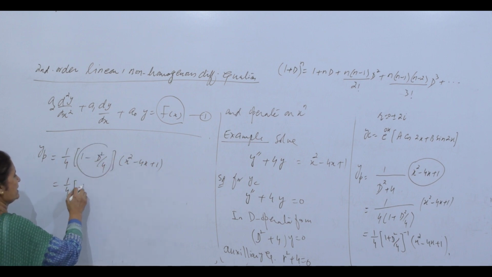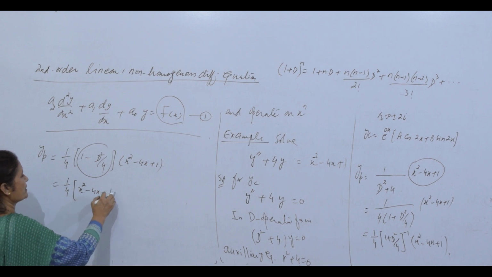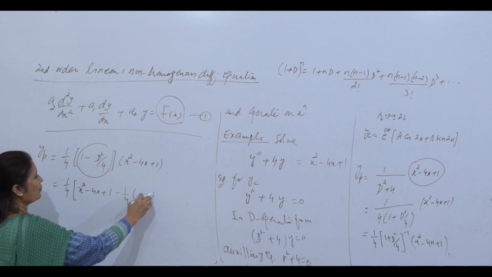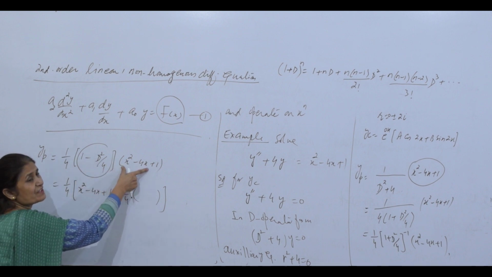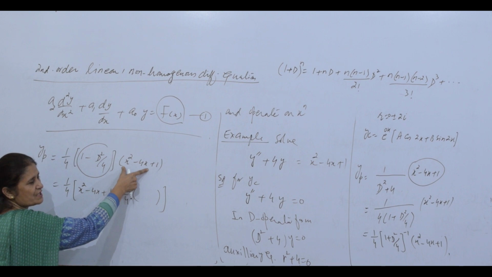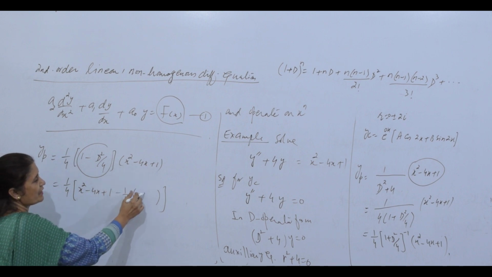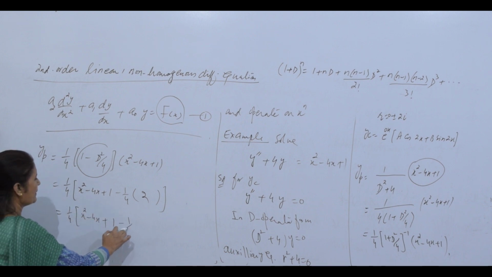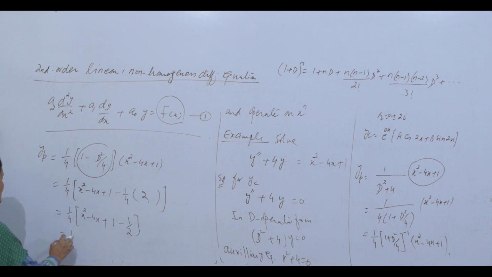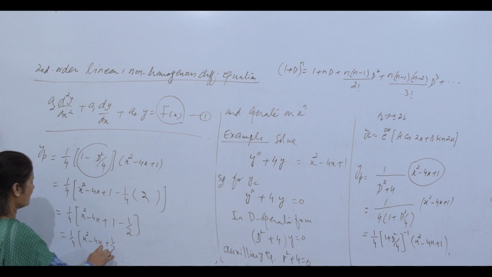I am operating this on this. 1 is multiplied. This is x square minus 4x plus 1, minus 1 by 4 times D square. D square means differentiate twice. If you are differentiating twice, first is 2x minus 4, the other is 2. Second derivative is 2. Let me simplify. 1 by 4 is there. This is x square minus 4x plus 1 minus half. And this is 1 by 4 of x square minus 4x plus half, because 1 minus half is half.